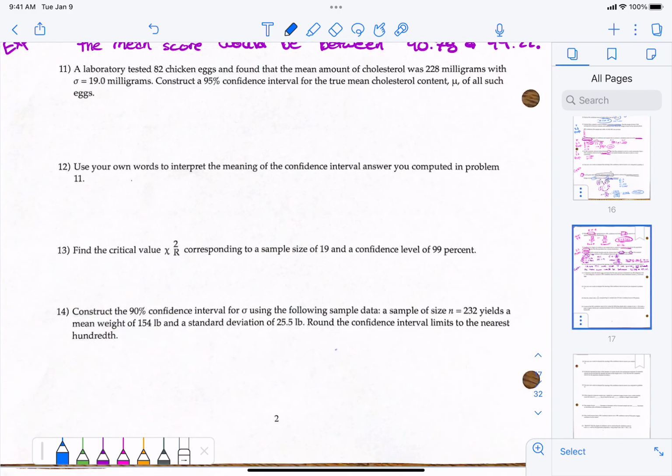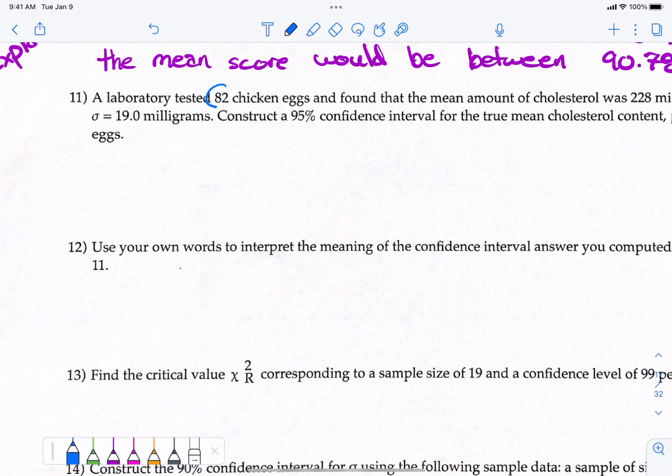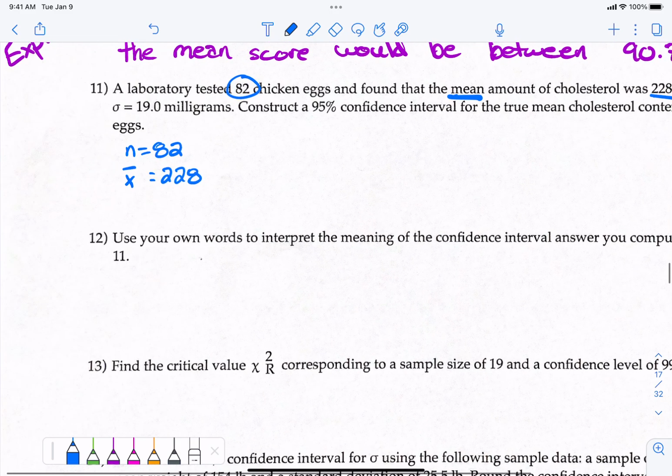Okay, here we go. We are on 11. Let's figure out what we're trying to find. It says a laboratory tested 82 chicken eggs. N is 82, and found that the mean amount of cholesterol was 228. X bar is 228, with a standard deviation, but that is the population standard deviation. So keep that in mind.